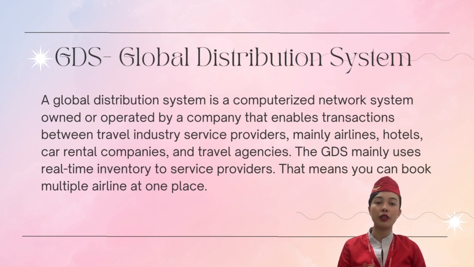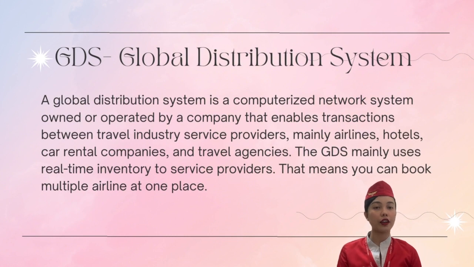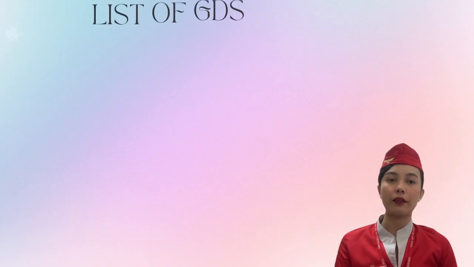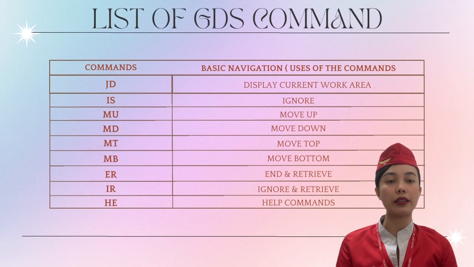A global distribution system is a computer network which empowers service providers in the travel industry to carry out seamless transactions. In particular, a GDS is often used by a travel agency to see real-time information and data about the availability of hotel rooms, flights, and other travel services. Mainly, there are 3 GDS available in the market. One is Amadeus, Sabre, and the third one is Galileo. But we will focus on Amadeus. With that being said, let's proceed to some of the basic commands and navigation used in the Amadeus.